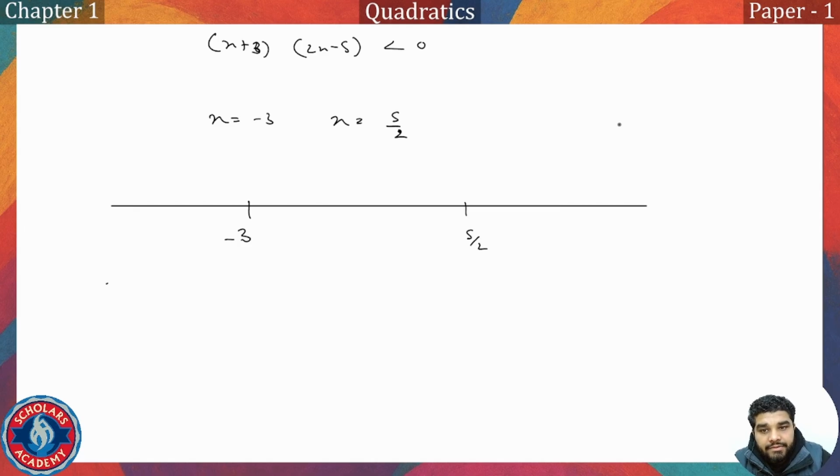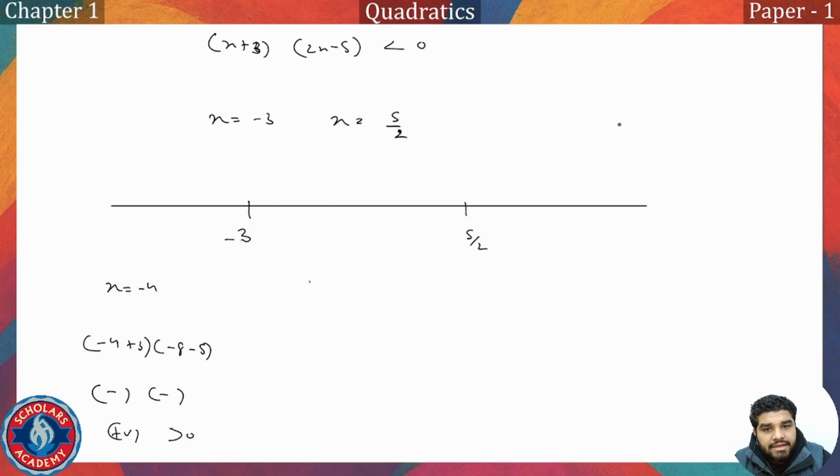So if we take the value x is equal to negative 4, if we substitute it, what we get is negative 4 plus 3 and negative 8 minus 5. So what we are getting, negative and negative. So this gives us a positive value, which is actually not less than 0. It will be greater than 0, right?